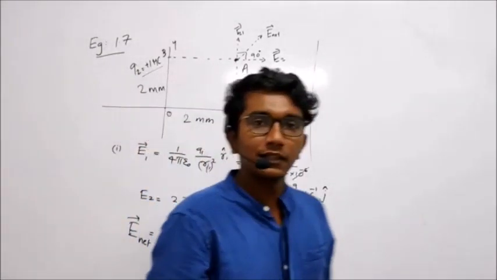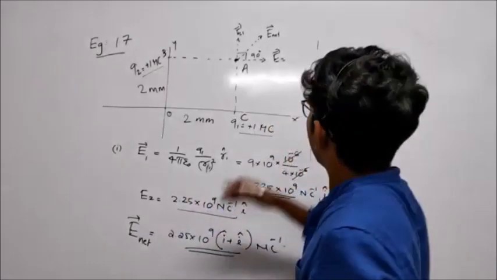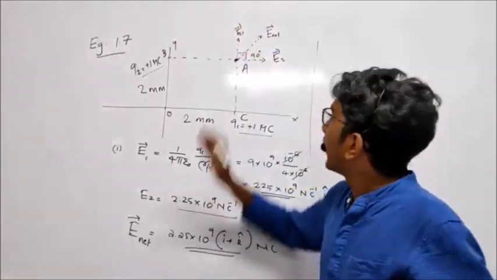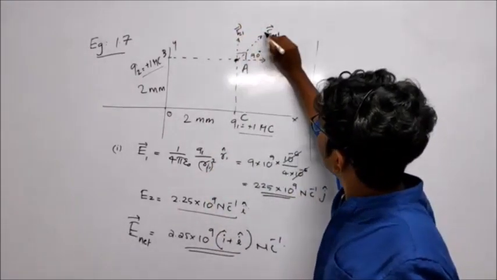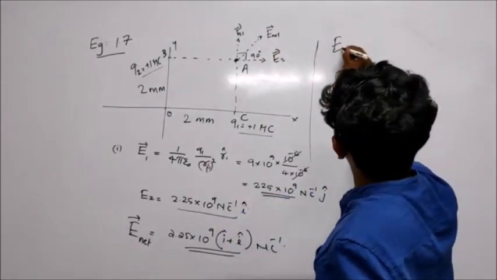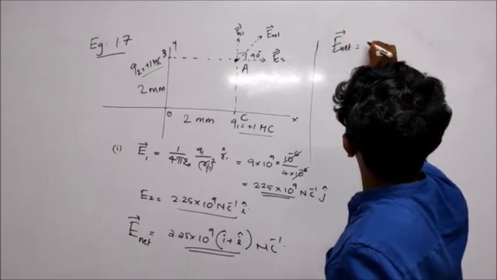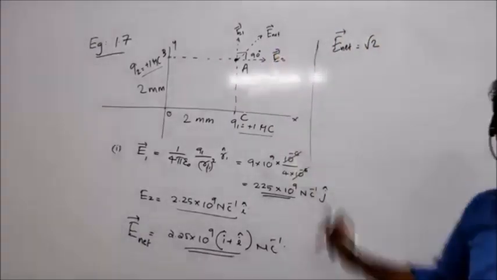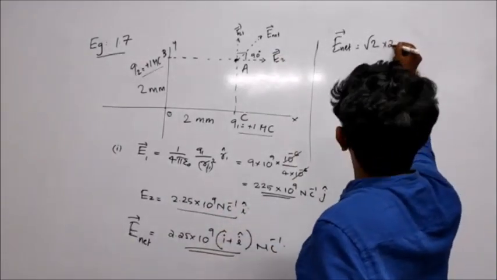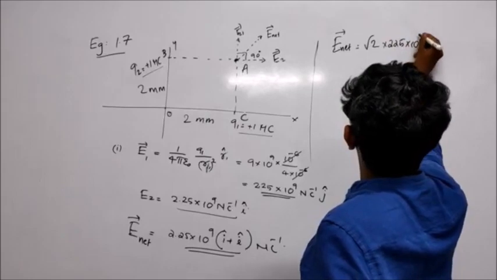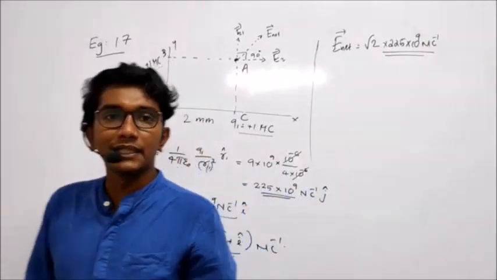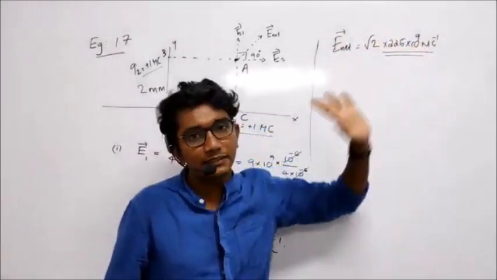Why do we follow this method? We have shortcuts. What is the shortcut? If two vectors are at an angle of 90 degrees, then the net result will be in this direction, and the value will be E net equal to root 2 times any one of the values, or root 2 times one electric field. That is root 2 into 2.25 into 10 to the power 9 Newton per coulomb. This is the value of E net.